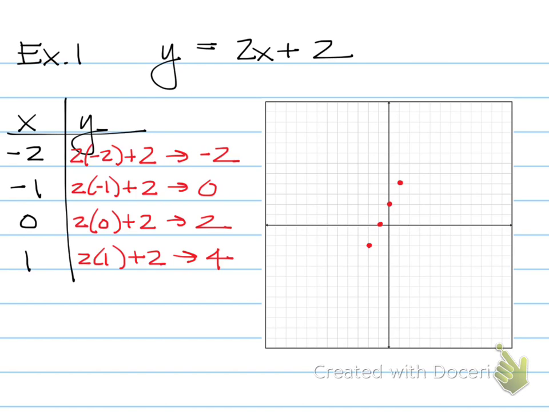Draw a line through those. All those points should line up, and you should be able to draw a line through all those points that fall on the line.